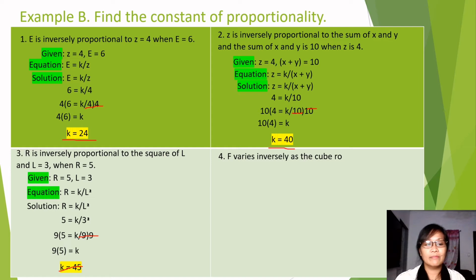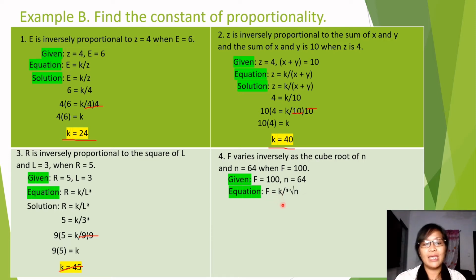Number 4, f varies inversely as the cube root of n, and n is equal to 64 when f is equal to 100. So what are the given? F is equal to 100 and n is equal to 64. And for our equation, f varies inversely as the cube root of n. So we have f is equal to k all over the cube root of n. Then substitute the given.